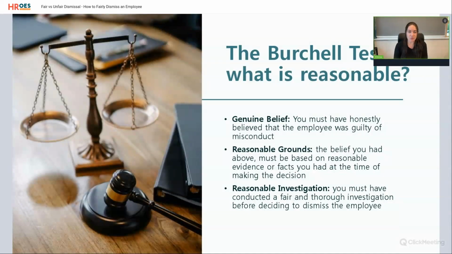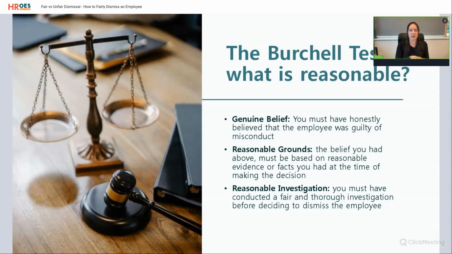So what the tribunal's essentially expecting is to get to that reasonable belief, you're going to have to show that you've done some investigation. Otherwise, you've got no reasonable grounds to base that belief upon. And if that investigation is one-sided, if it's biased, if it looks like it's just been a fishing expedition to support the employer's view, we're then going to fall foul of that third point, which is reasonable investigation. So we have to conduct a fair and thorough investigation before deciding to dismiss.